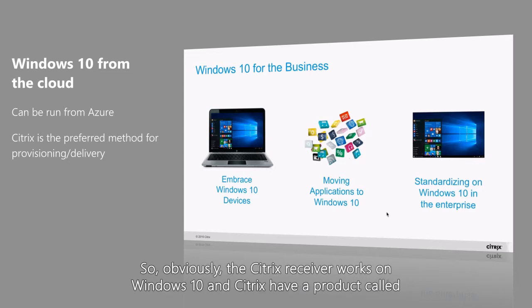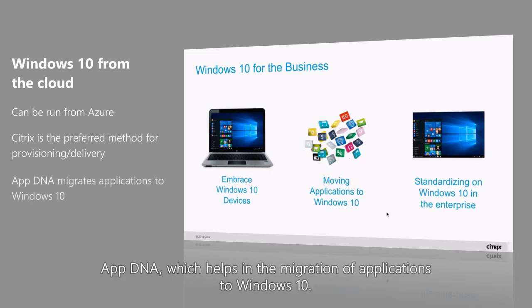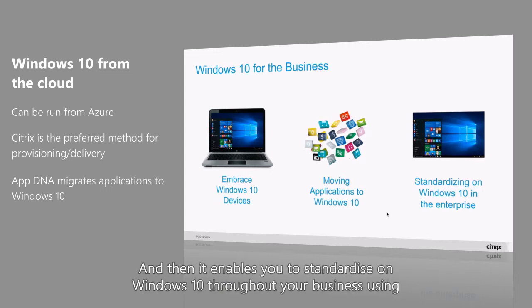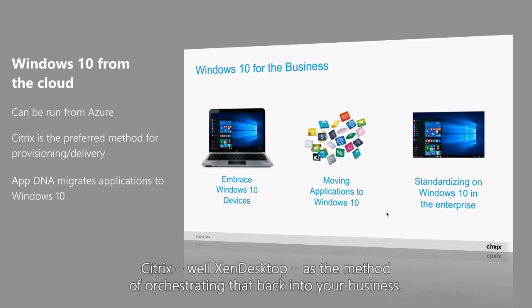So obviously the Citrix Receiver works on Windows 10, and Citrix have a product called AppDNA which helps in the migration of applications to Windows 10. Of course, that Windows 10 VM preferably running in Azure, and then it enables you to standardize on Windows 10 throughout your business using Citrix XenDesktop as the method of orchestrating that back into your business.